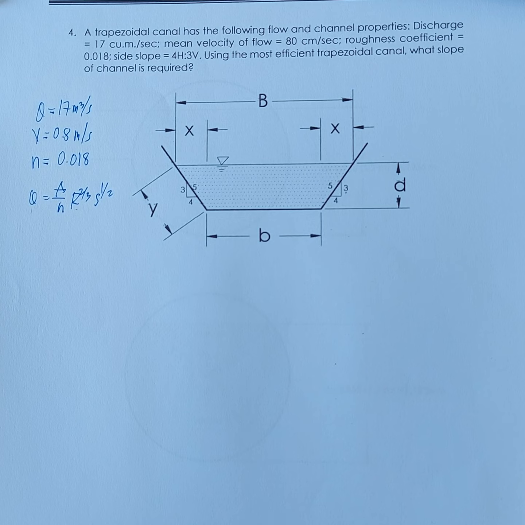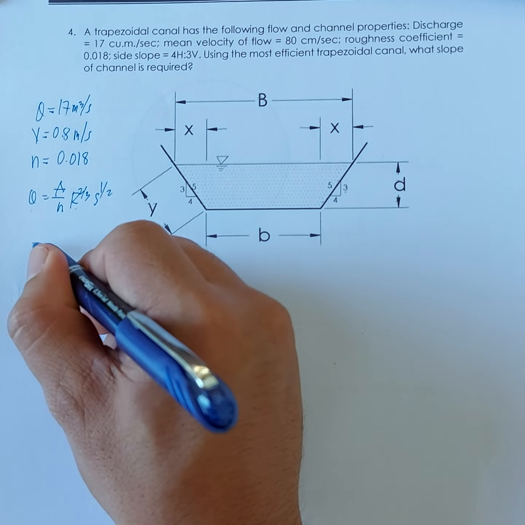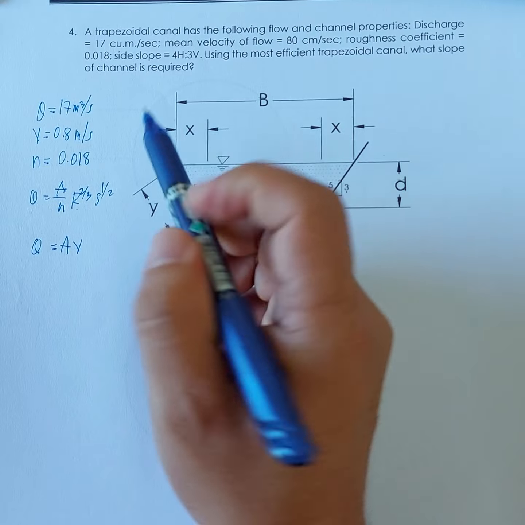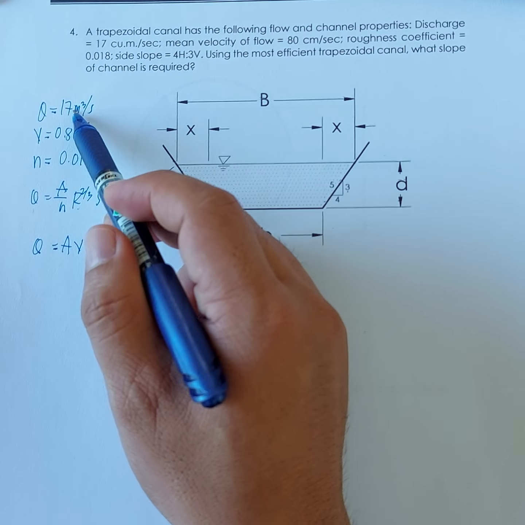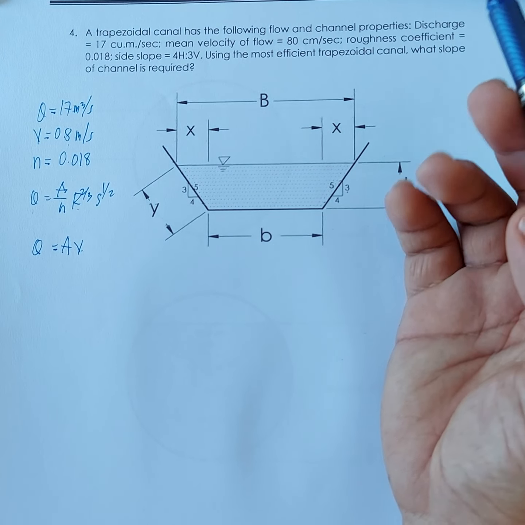Okay, so let's start with the area. So simple. Q is equal to area times velocity. Since the discharge and velocity are given, we can solve for the area of flow.